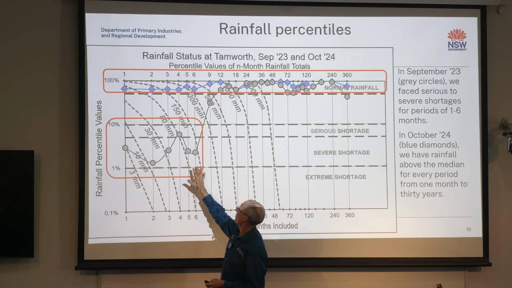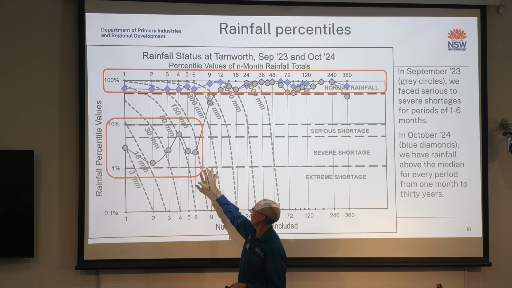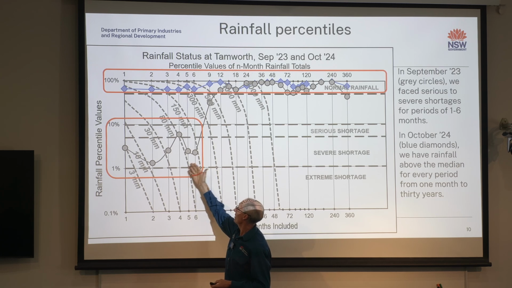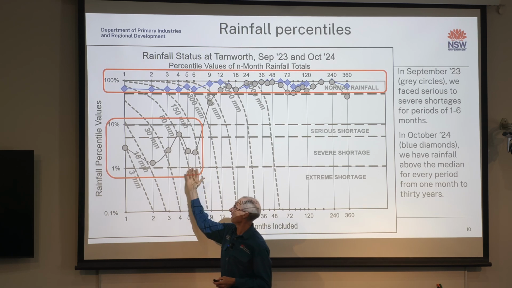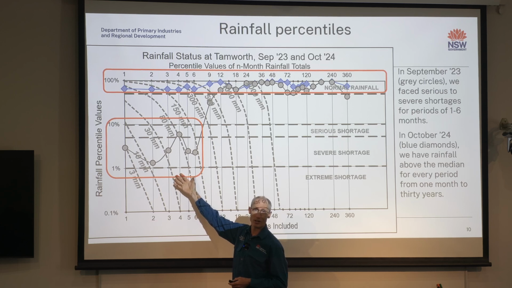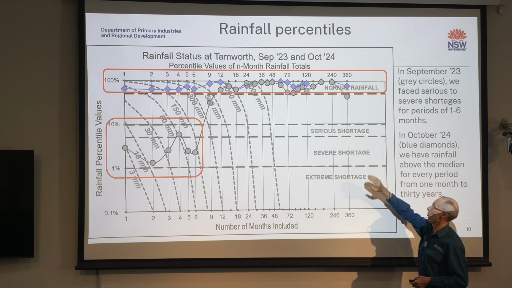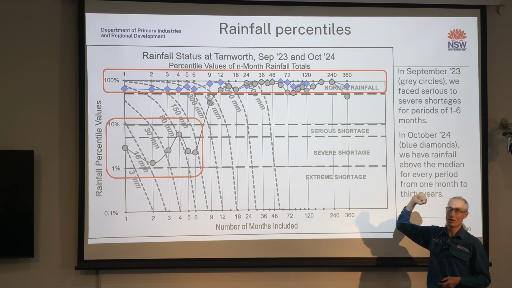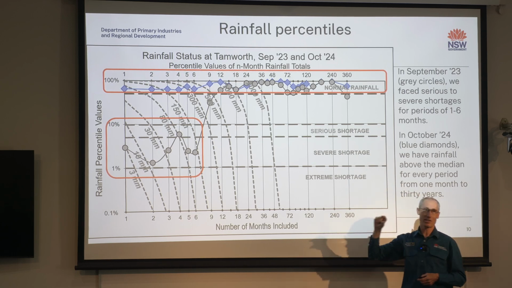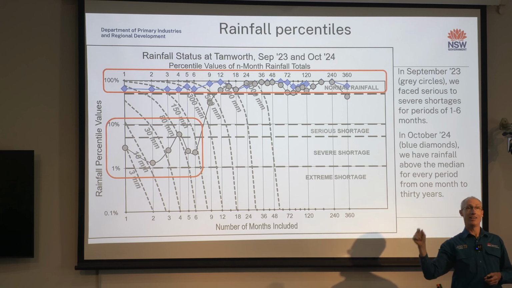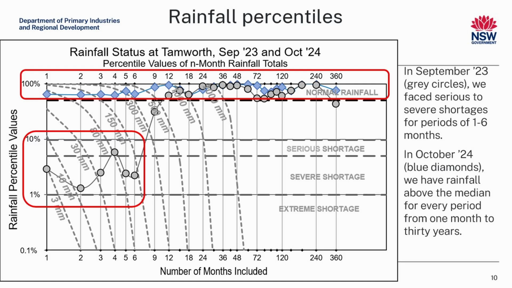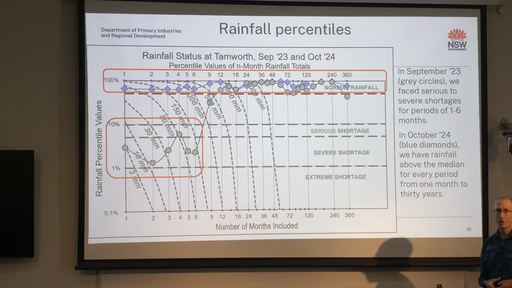So this time last year, what we saw was the 6 monthly rainfall tallies and less, so the cool season of last year, were all in what we call serious shortage or severe shortage, meaning they were less than the 10 percentile, even less than the 5 percentile. So extremely dry. You know how dry it was. But this actually puts it into context.